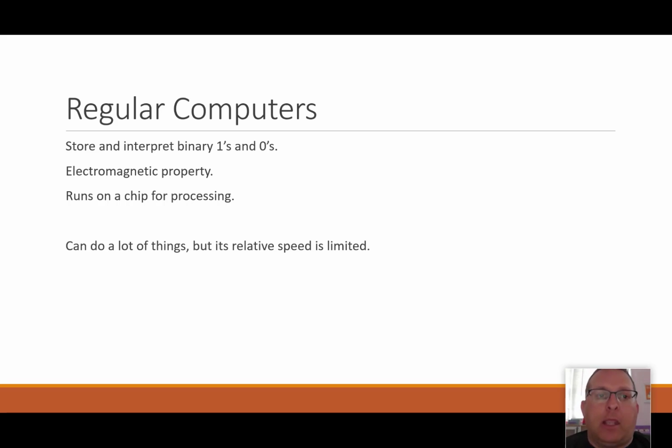It's a little bit different with quantum computing. In addition, regular computers have electromagnetic properties, which quantum computing in a way does as well. Also, regular computers run on a chip for processing, and quantum computers do as well. The problem with regular computers is they can do a lot of things, but they are capped at the amount of speed that they are limited to.